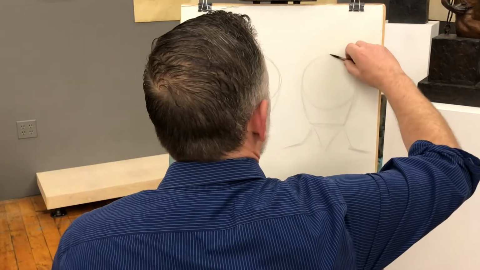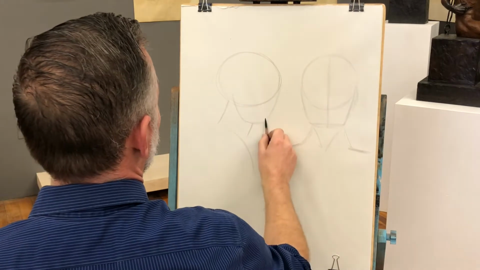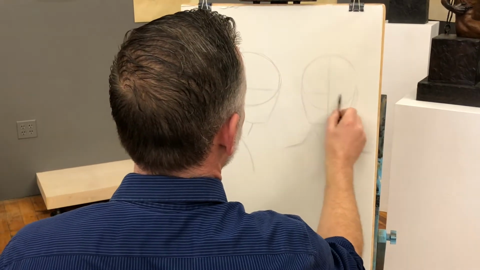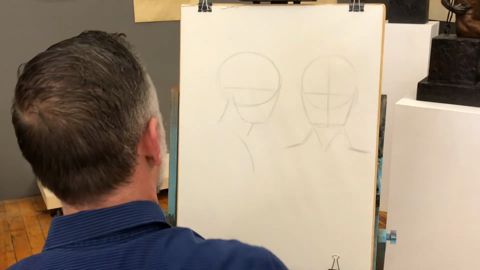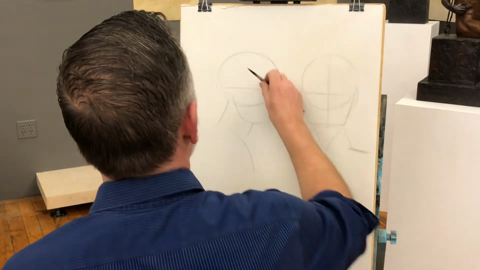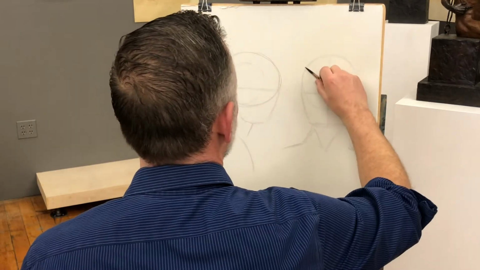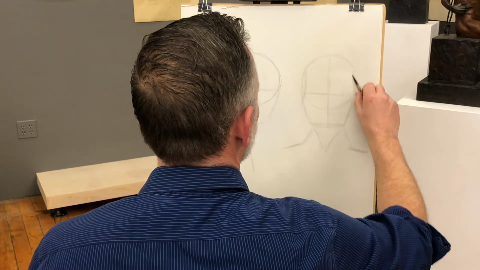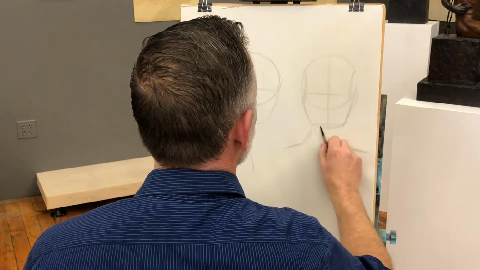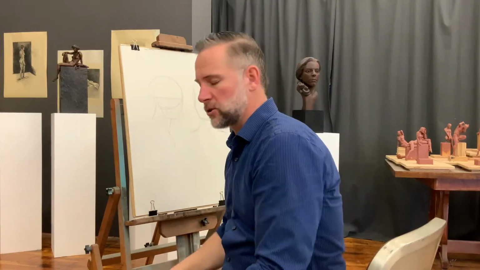Okay, start with the center line. Obviously on this one the center line is over here, and then our halfway line goes like this, halfway. So this was our head construction. This was our overall head construction.